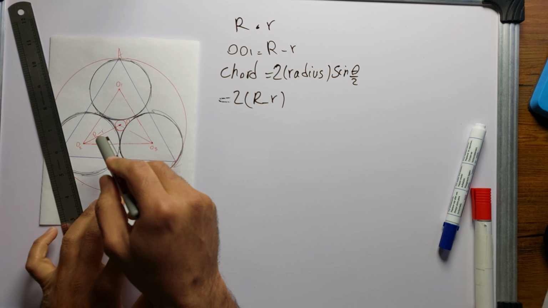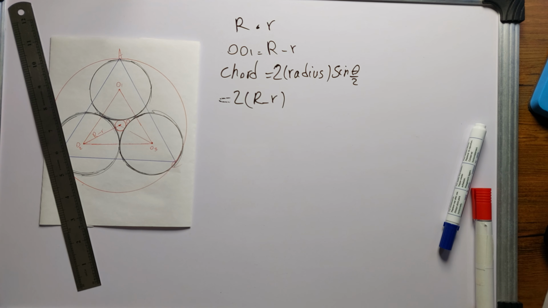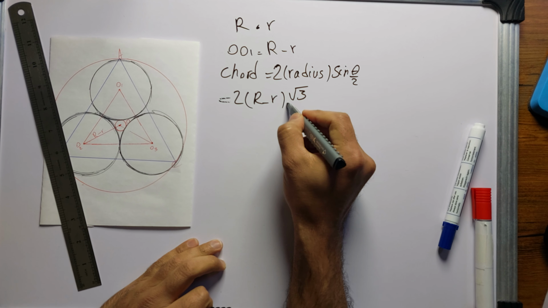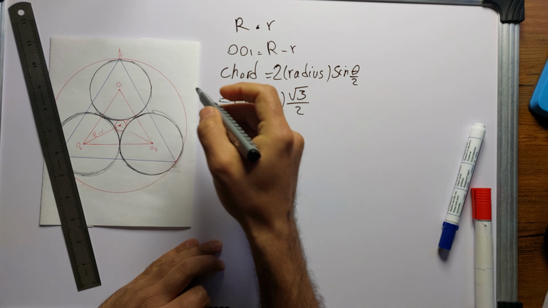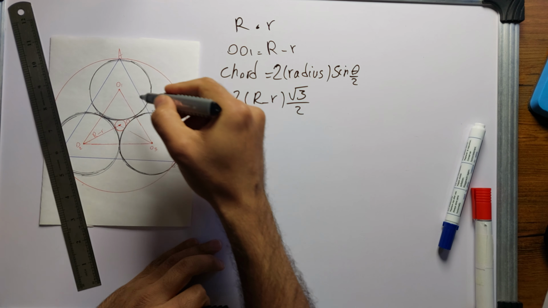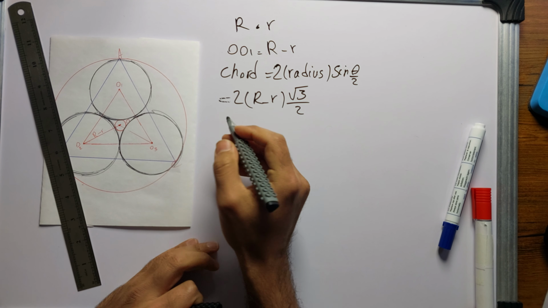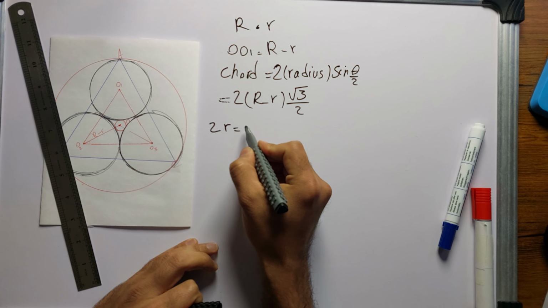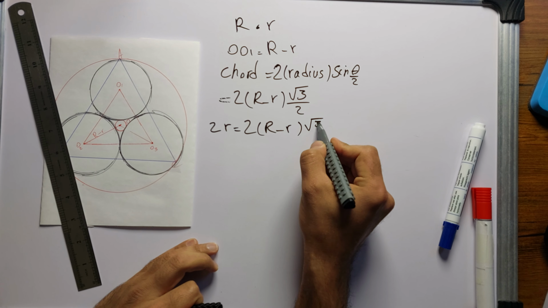So this angle that is subtended here at the center is just 120 degrees. And theta over 2, 120 over 2, is just 60 degrees. And sine 60 degrees is square root of 3 over 2. And then, so we know that this chord here is equal to 2 small r, right? So we can say 2r equals 2(R minus r) times square root of 3 over 2.